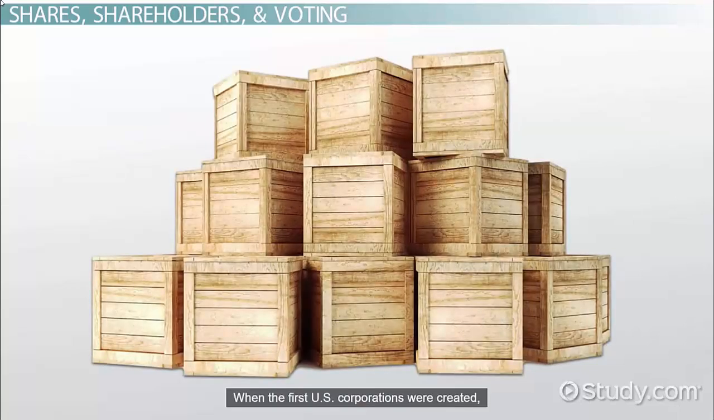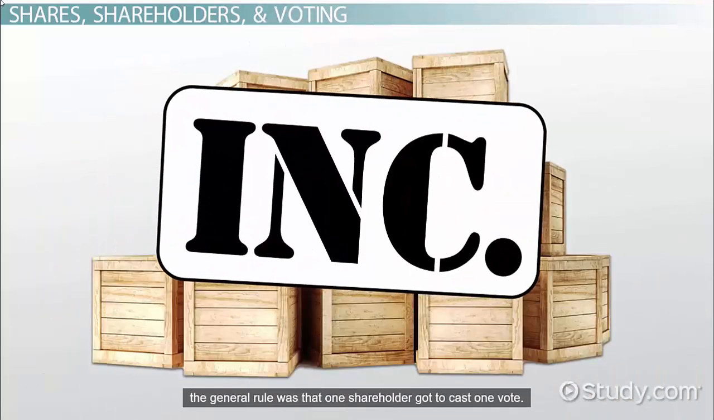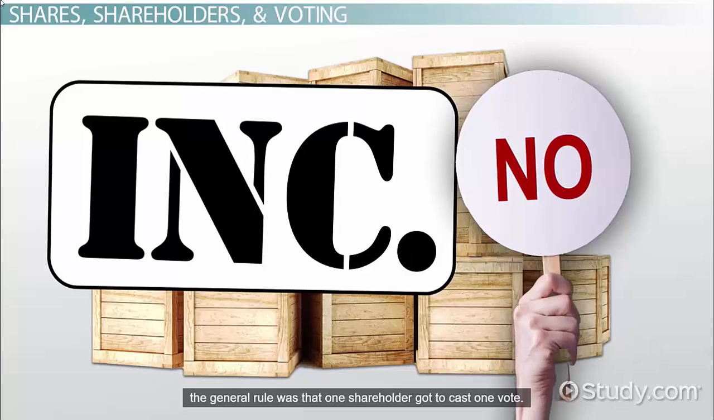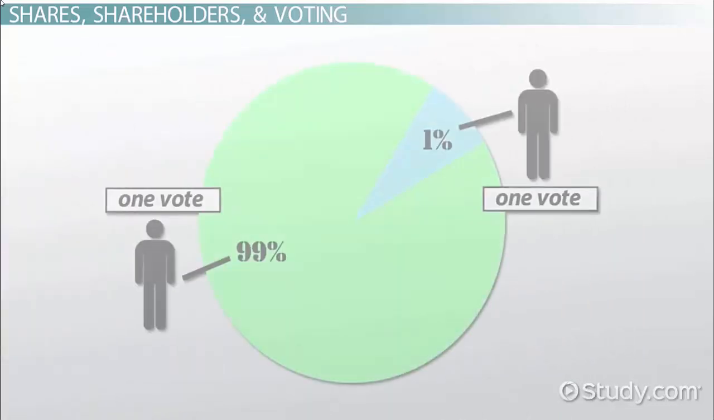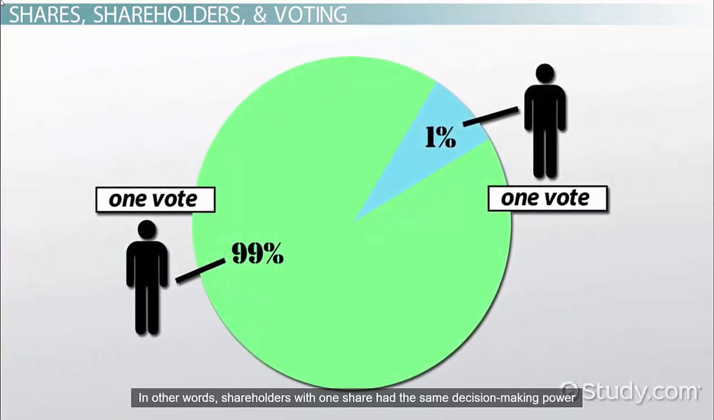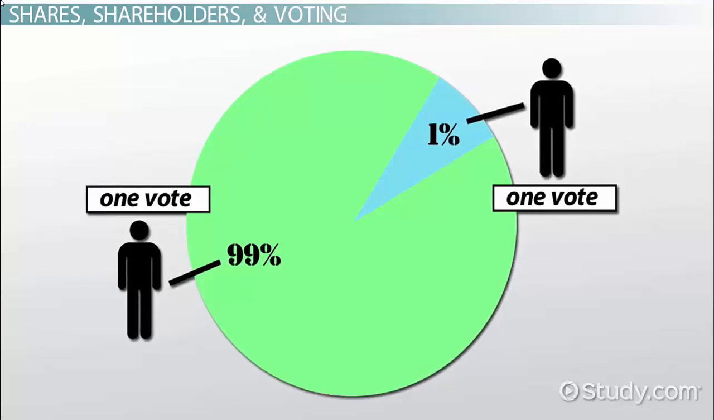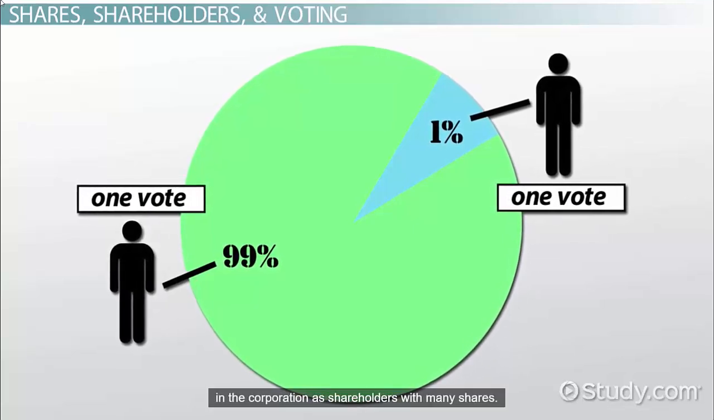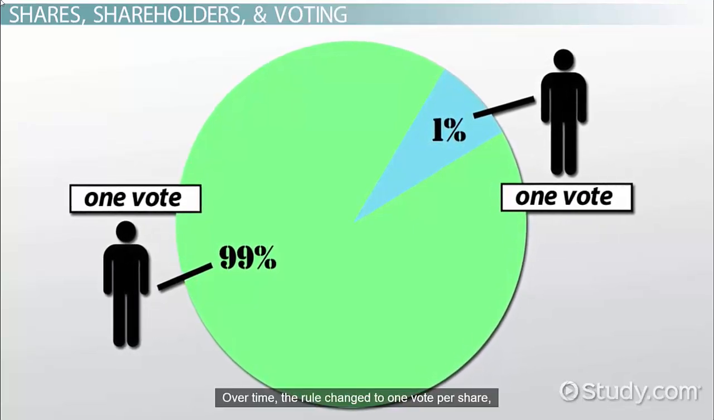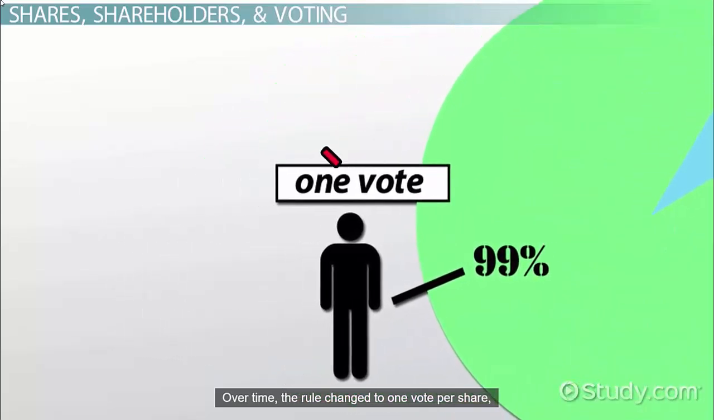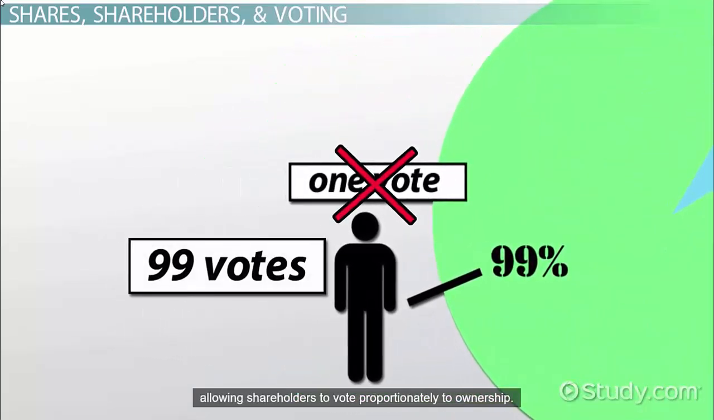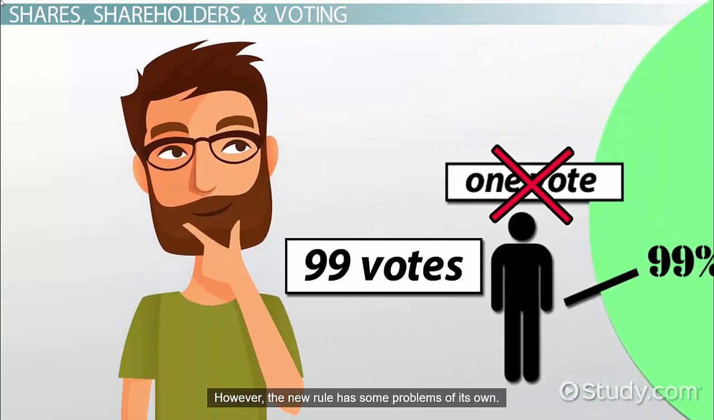When the first U.S. corporations were created, the general rule was that one shareholder got to cast one vote. However, this rule was a problem because voting was disproportionate to ownership. In other words, shareholders with one share had the same decision-making power in the corporation as shareholders with many shares. Over time, the rule changed to one vote per share, allowing shareholders to vote proportionately to ownership. However, the new rule has some problems of its own.